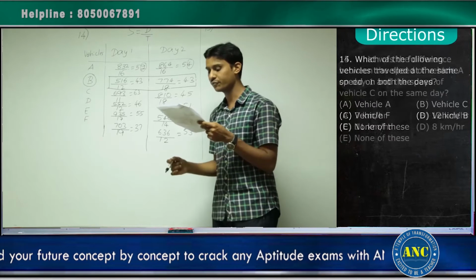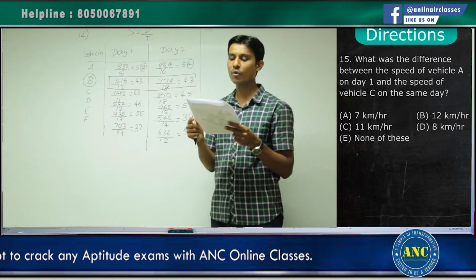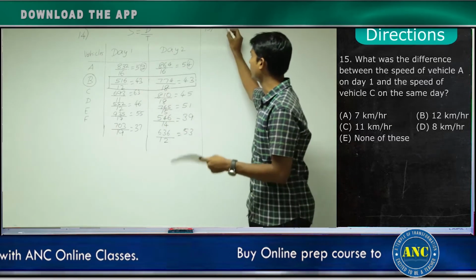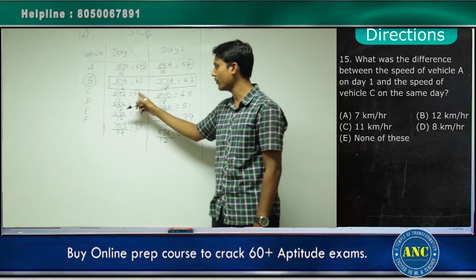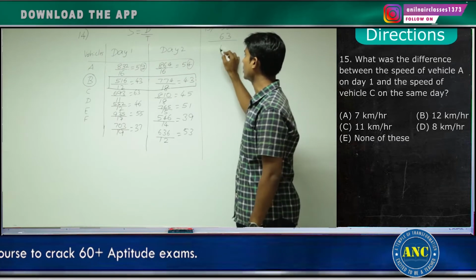The 15th question says, what was the difference between the speed of vehicle A on day 1 and the speed of vehicle C on the same day? The speed of vehicle A on day 1 is 52, and the speed of vehicle C on day 1 is 63. What is the difference? The difference is 11.